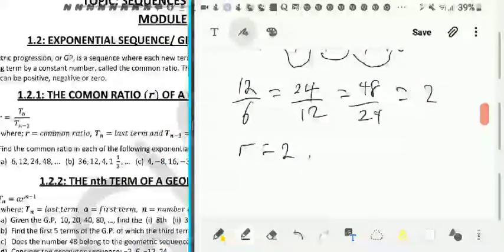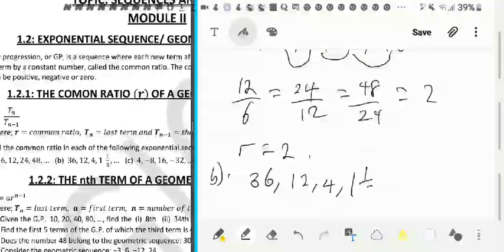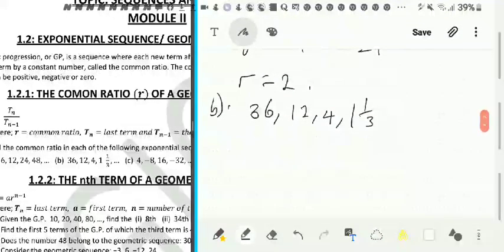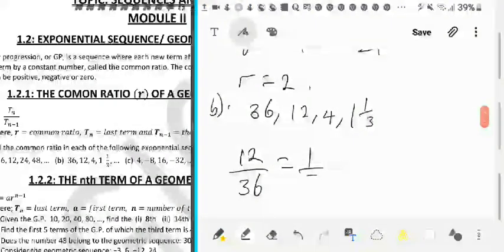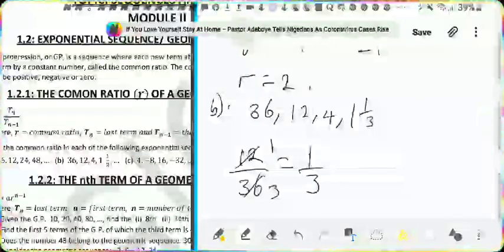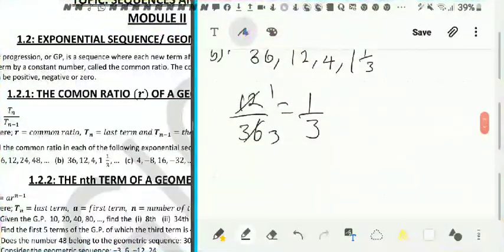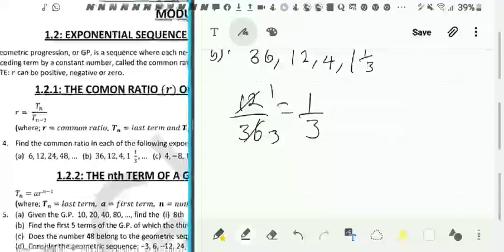Let's look at this B. We are given 36, we have 12, we have 4, we have 1 and 1 over 3. So in this case now, what is the common ratio? 12 divided by 36, 1 over 3. So that's that. And then for C, I think you should be able to do that on your own. Negative 8 divided by 4, that will give us negative 2. The common ratio is negative 2.